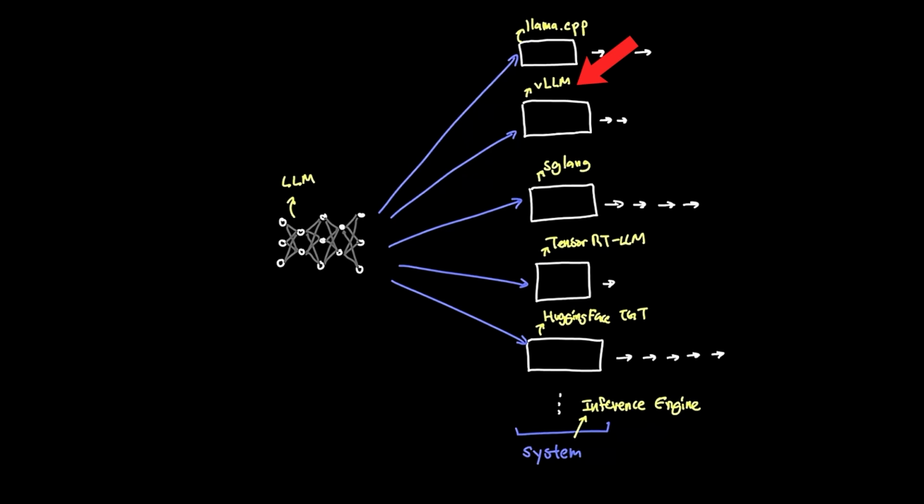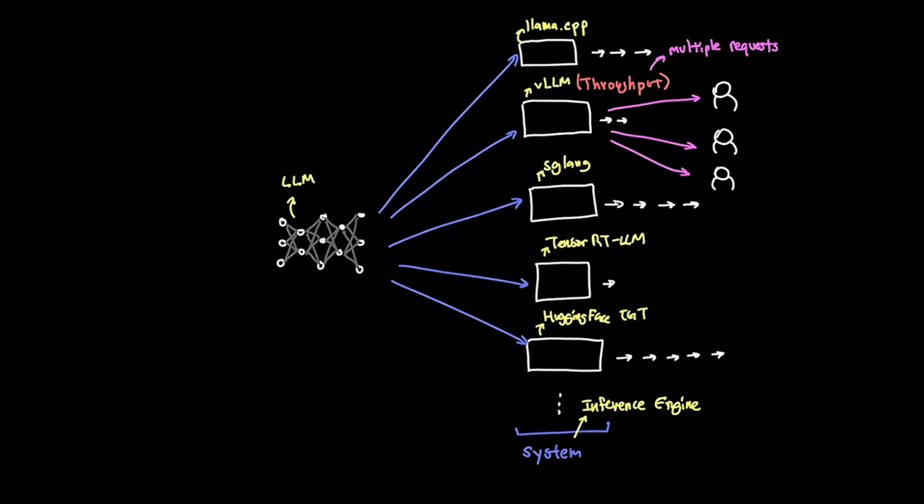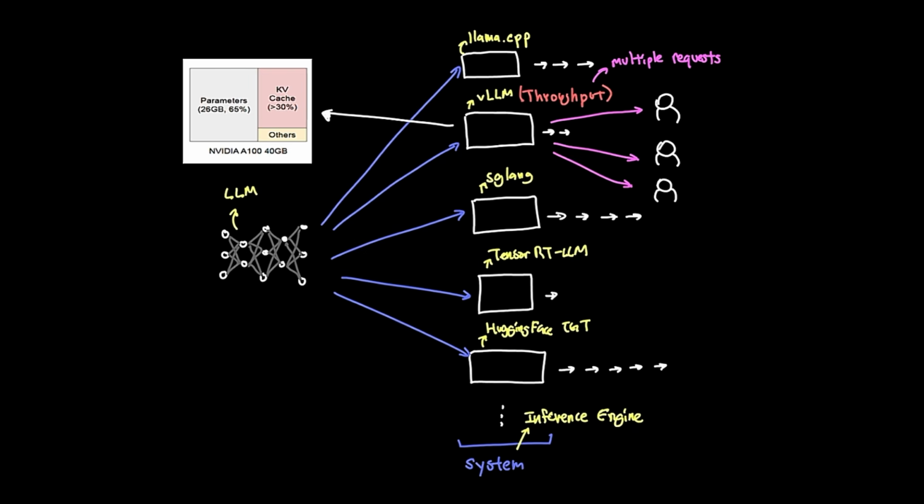vLLM is a system that really stands out as a tool that allows you to run your model with high throughput. When you start to serve LLMs beyond a single user or a single instance to multiple users across multiple instances, the underlying system that runs the LLM needs to serve multiple requests at a time. And since during inference your prompt is stored in memory as KV cache and autoregressively appended during its decoding phase, having a system that can manage this KV cache efficiently is very important.